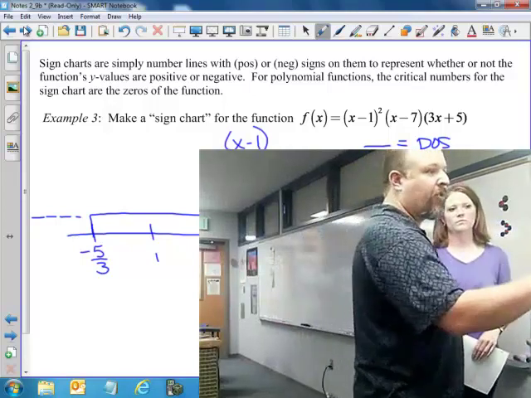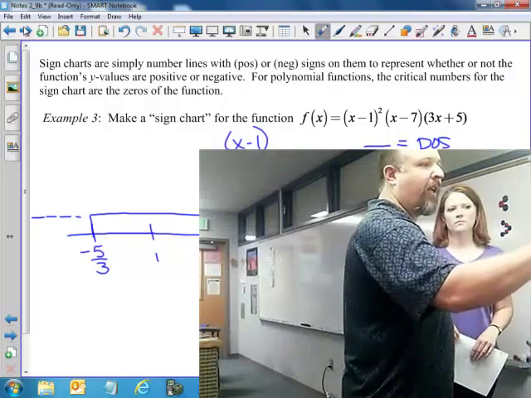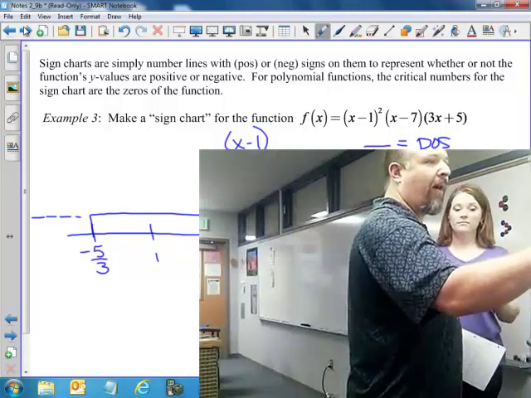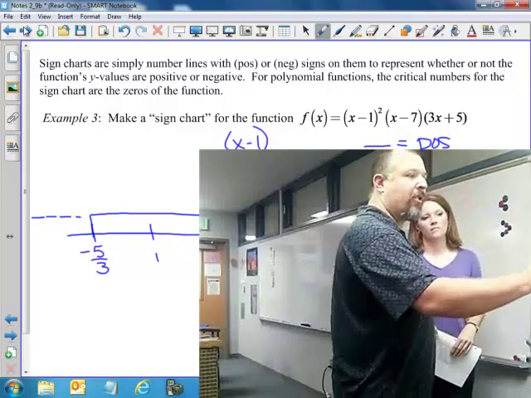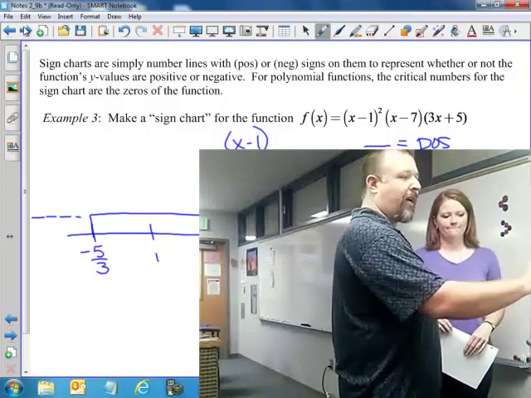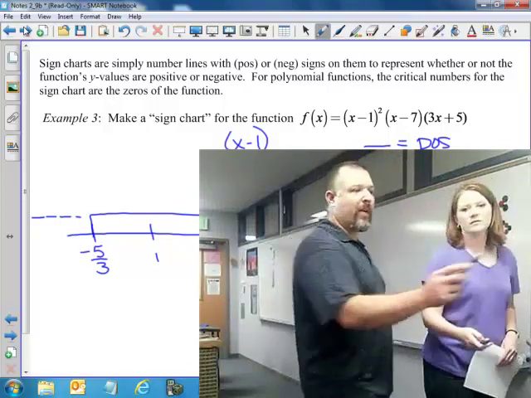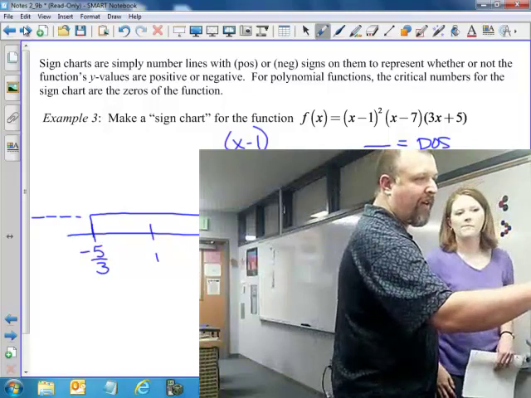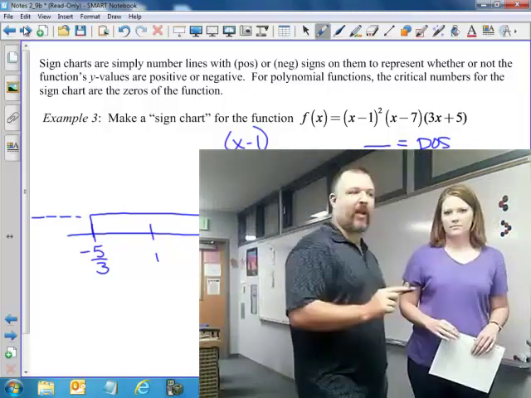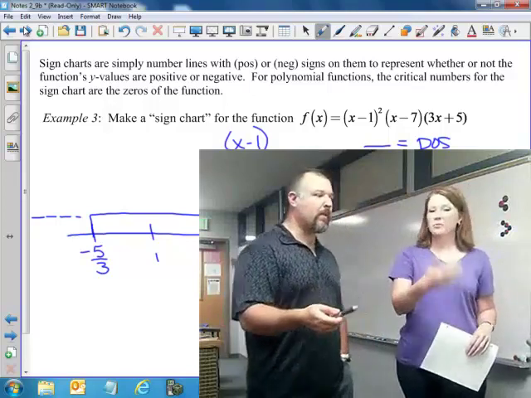Correct. And if you look at just this linear factor, to the right side of 7, the y values are above the x-axis, or positive. And to the left of 7, the y values are below the x-axis, and the y values are negative down here. So when we're on the right side of 7, we're positive, and on the left side of 7, we're negative, because the line is going up.